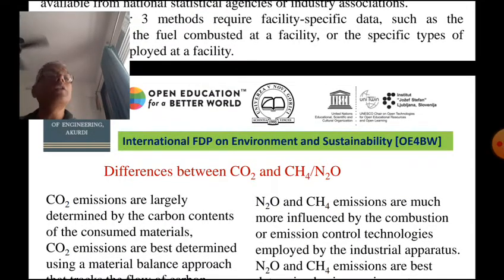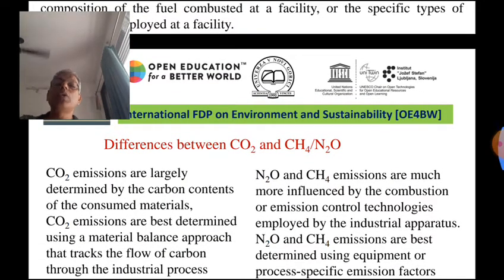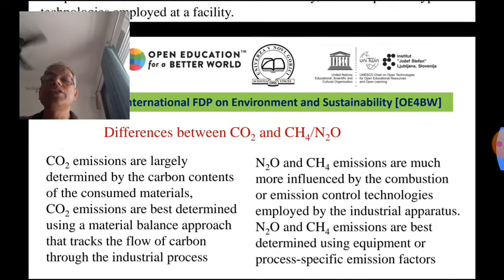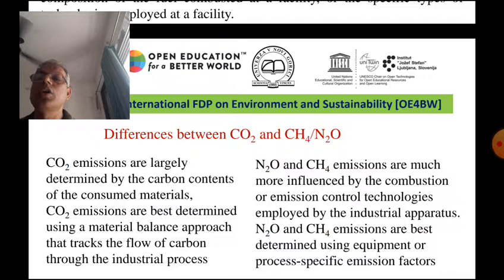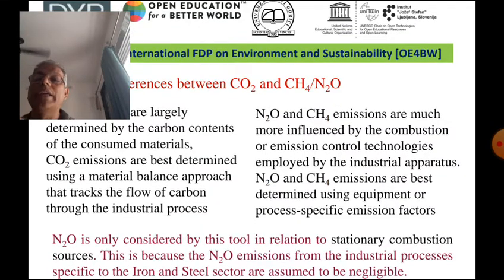So now again, how to calculate this CO2 and CH4? There is a difference in the calculation when we calculate CO2 and CH4. The CO2 emissions are largely determined by the carbon content of the consumed material, and are best determined using the material balance approach that tracks the flow of carbon through the industrial process. Whereas for CH4 and N2O, the emissions are much more influenced by the combustion or emission control technologies employed by the industrial apparatus. And also the CH4 emissions are best determined using equipment- or process-specific emission factors. It is not related to the material, right?